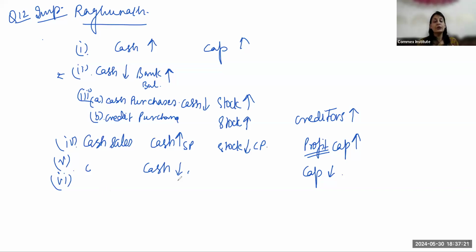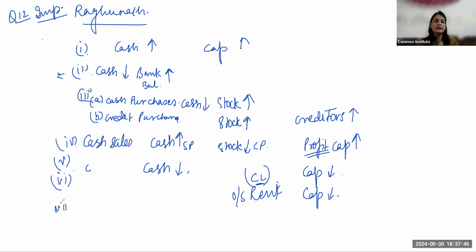Now, the sixth transaction is outstanding rent. So cash is not going to decrease because you've not paid. It is outstanding. You should have paid, but you didn't pay. So because it is revenue expenditure, capital is going to decrease, and a new liability column, outstanding rent, will be created because outstanding rent is a current liability. The expenditure which you should have paid, but you have not paid.